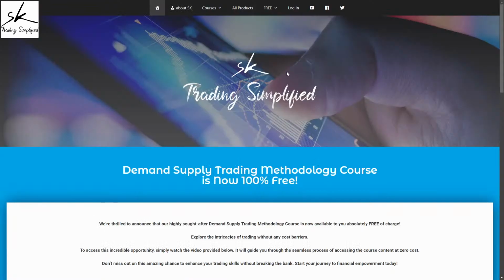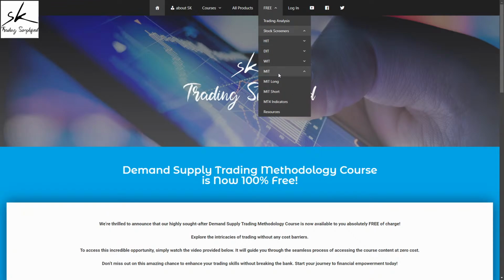So like I was talking about, once you come to our website and the free tab, you have a stock screener. Because I opted, I want to plan MIT trades, I can click on it. I can run the long scan and the short scan.